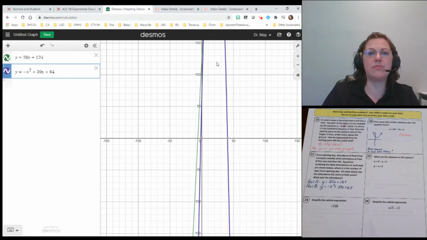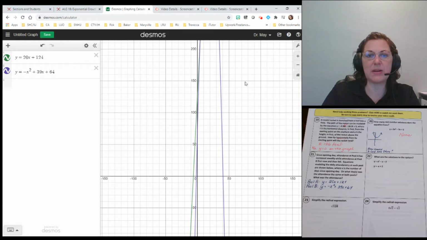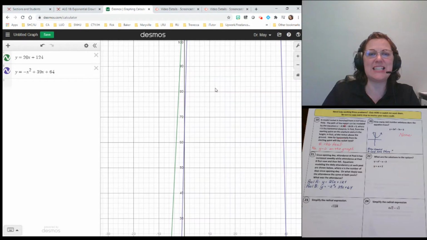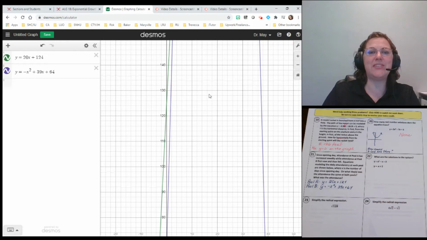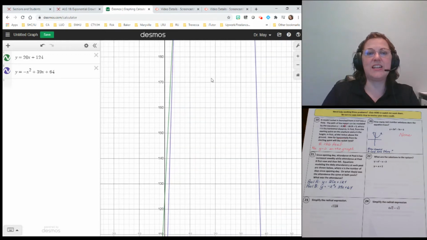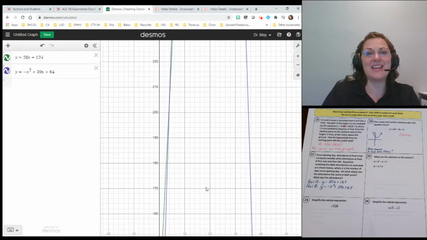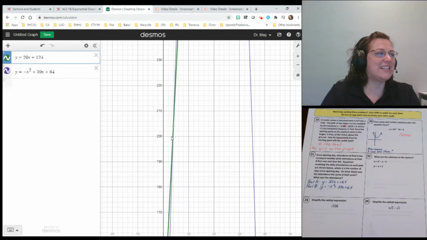It looks like it's pretty close. Now, friends, I am dragging this down just by holding my cursor. Then I'm going to zoom in a little bit because I can see it, right? I'm looking where those purple and the green intersect. Now, the good thing about Desmos is it will find that intersection for me. There it is right there.